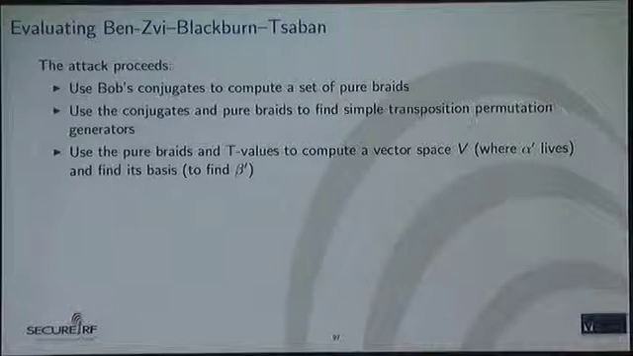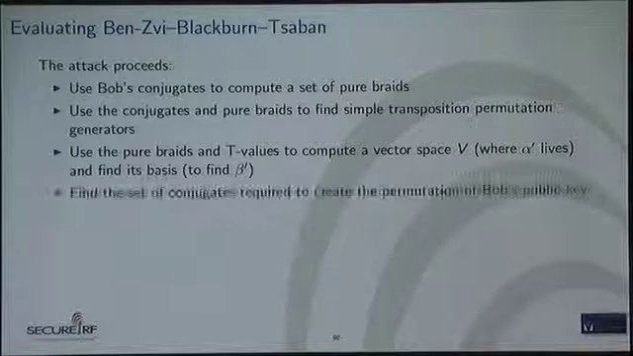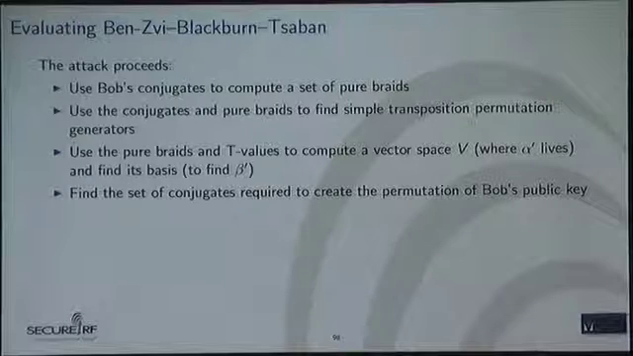The next thing they have to do is take those pure braids and the t-values for the transaction and compute a full vector space, which is a ton of matrices, and then using all those matrices, they have to find the basis. So again, all this is a lot of work. And then once they actually see the key that's being generated and used for that particular transaction, they have to figure out what sets of conjugates are being used and apply them all in order to get the factorization of the key.